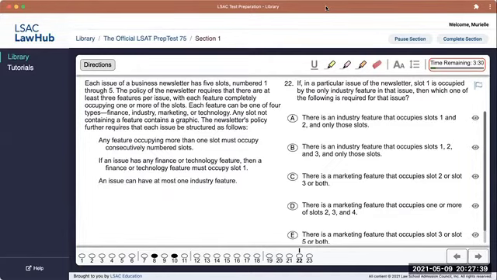All right, so we're on a new game now. This is game 4 from the May 2020 prep test. Okay, so I'm just going to go over questions 22 and 23, and I am not on the May 2021. Don't know why I said that. I was working on that earlier today. This is prep test 75, game 4.